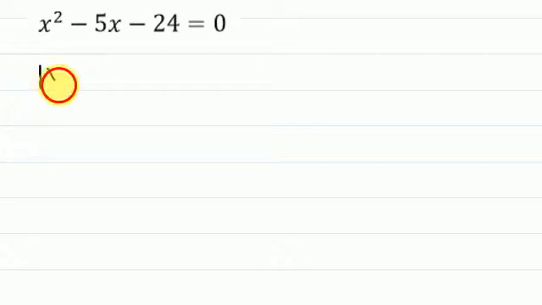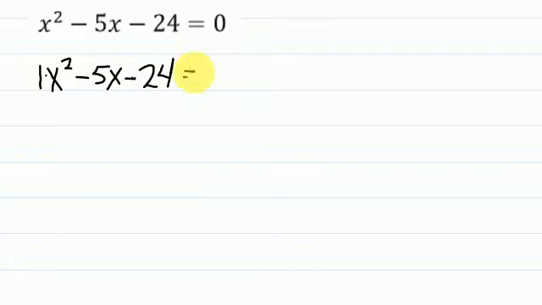I'm going to include my integer coefficients: 1x squared minus 5x minus 24 equals 0. And now I'm going to find the product of a and c. So we have a and c. The product of 1 and 24 is 24. And now I'm wondering, okay, are there two factors of 24 that sum to equal 5?